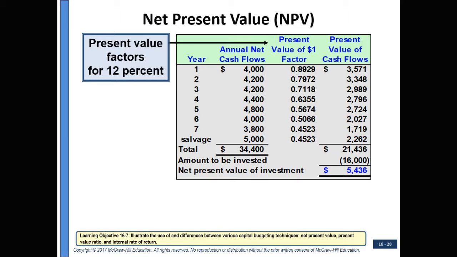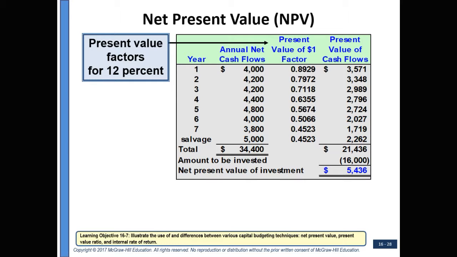This slide shows the net present value calculations for the 7 years of cash flows plus the salvage value on the sale of equipment. So in year 1, with $4,000 of annual cash flows, we go to the present value of one factor, and that results in $3,571. In year 2, discounted 12%, the present value of one factor, we get $3,348. So on and so forth, all the way down to salvage, which would be at 7 years, 12%. Discount factor for present value of one factor of 0.4523.